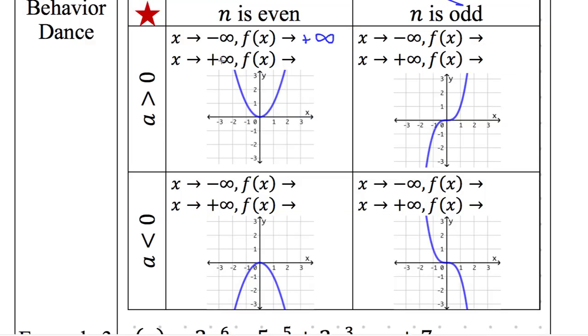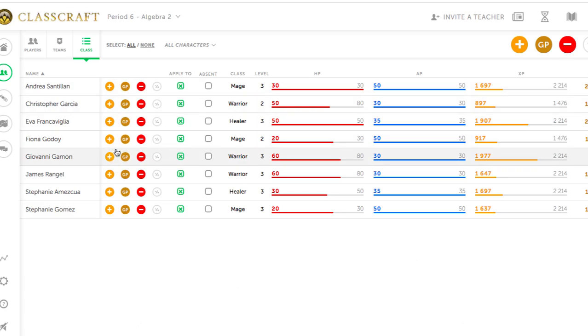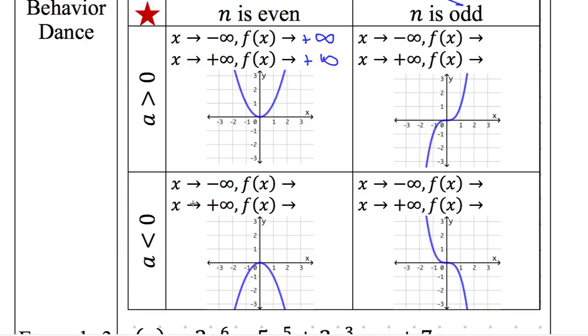As x approaches positive infinity, f of x approaches positive infinity. Perfect. Oh my gosh, we're getting so close to the dance. I'm excited. Let's do the other even. The other even is when a is less than 0.